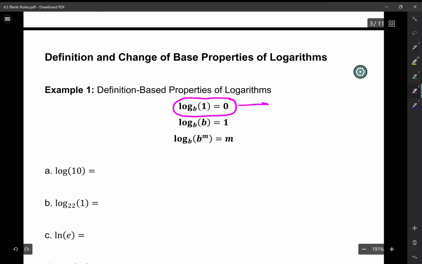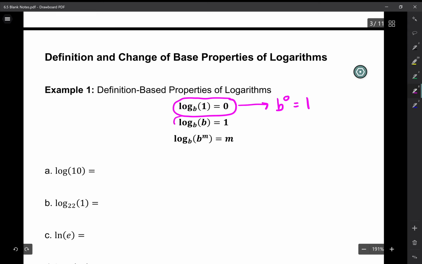Let's rewrite this in its exponential form to see if this makes some sense to us. Remember, exponential form has the same base, so the base is b. b to the 0 equals 1. Well, that makes sense because we know anything to the 0 is 1. So when we translate that back to logarithms, it means whenever we take the logarithm of 1 in any base, we're always going to get 0.